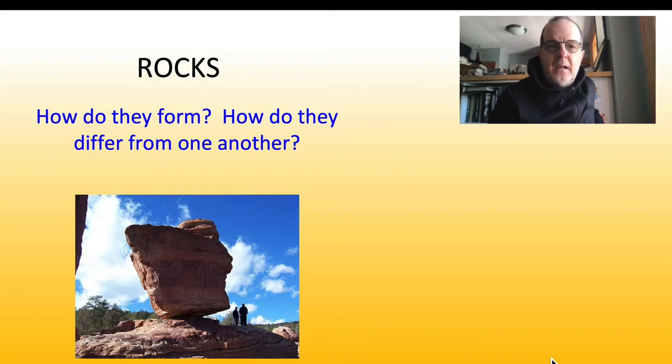We are back. This time it's rocks. Rocks from minerals. The continuation of our investigation of the geosphere. Questions that will guide us on our journey through rocks. How do they form? And how do they differ from one another? How can we say that any particular rock falls into a particular category? What are those categories?